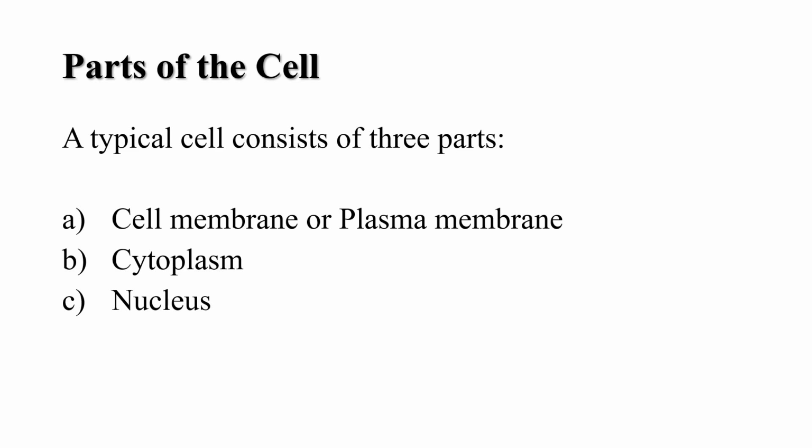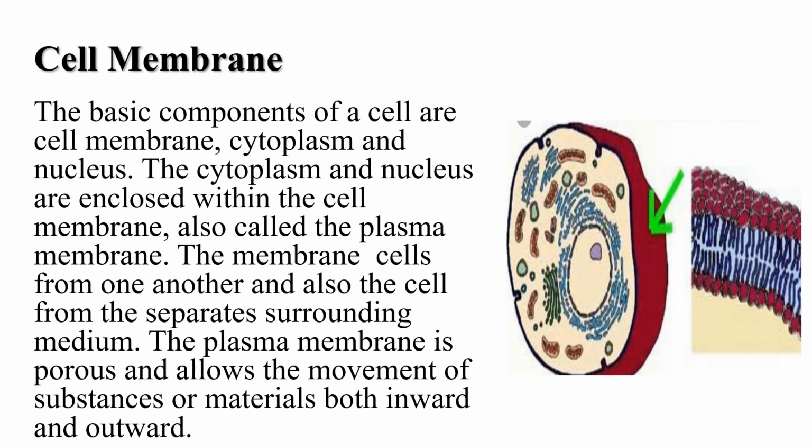Students, cells differ in their shapes and sizes. All cells, however, show some similarities in their structure, and a typical cell consists of three parts: A. Cell membrane or plasma membrane, B. Cytoplasm, and C. Nucleus. So let us understand about these parts in detail. First, let us discuss about cell membrane.